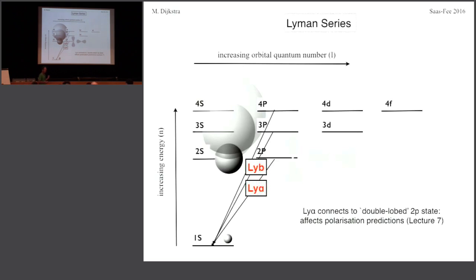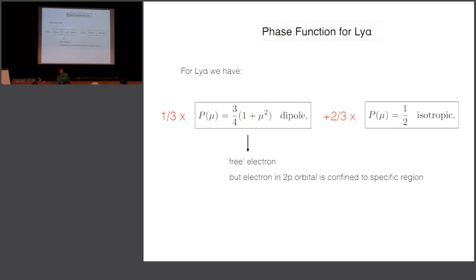But that's not the case for the 2p level. The 2p level is not spherically symmetric. The 2p level has some memory of the incoming radiation. Right? So that's why Lyman-alpha isn't quite isotropic. Scattering isn't quite isotropic, and it isn't quite dipole either. It's somewhere in the middle. And we'll get to it when I talk about polarization.